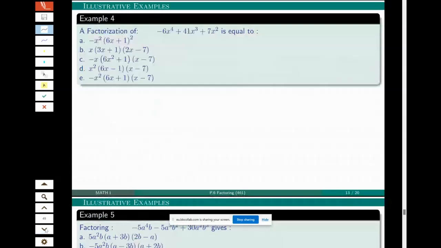Now we'll resume our section, which is factoring. There is a typo. No, it's okay. Not a mistake.